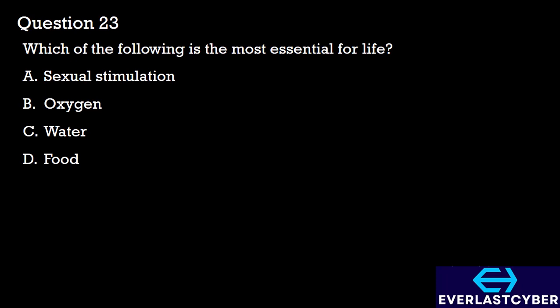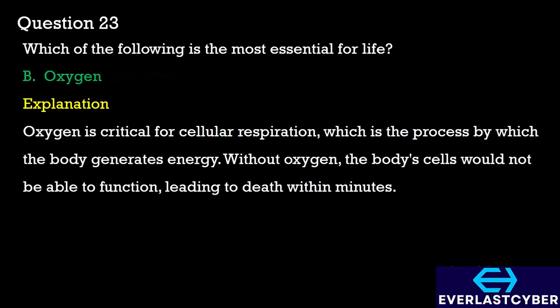Question 23. Which of the following is the most essential for life? A. Sexual stimulation. B. Oxygen. C. Water. D. Food. Oxygen is critical for cellular respiration, which is a process by which the body generates energy. Without oxygen, all those other options would not be possible. Without oxygen, the body cells would not be able to function, leading to death within minutes.